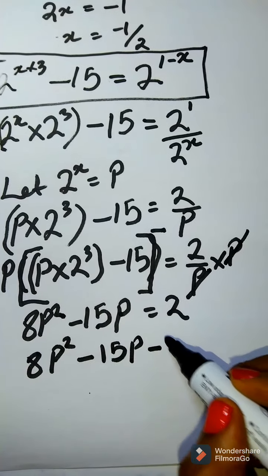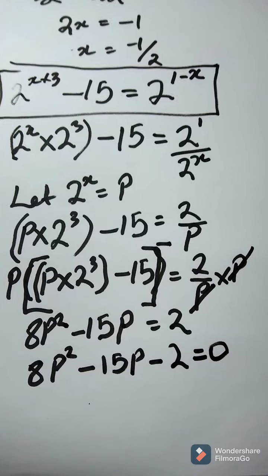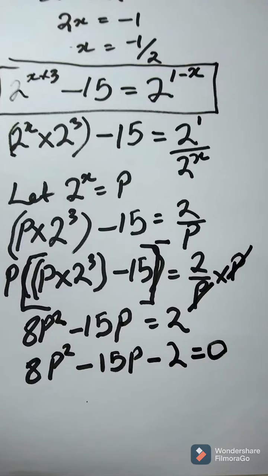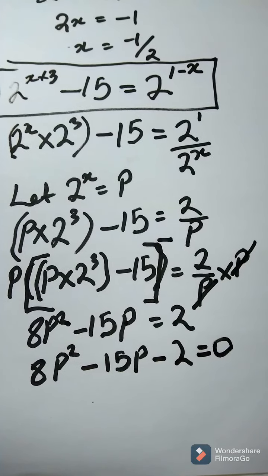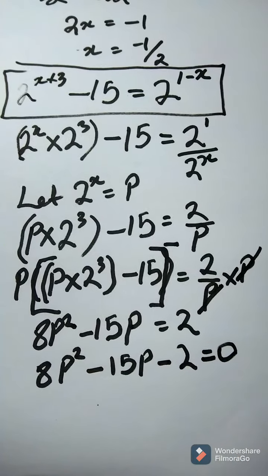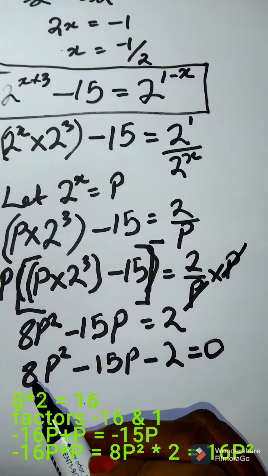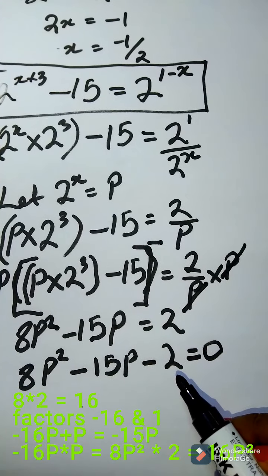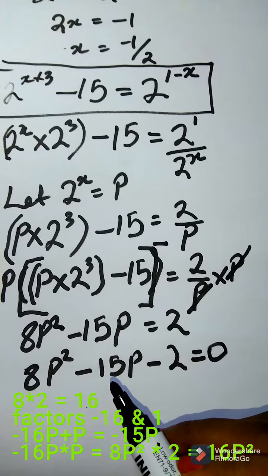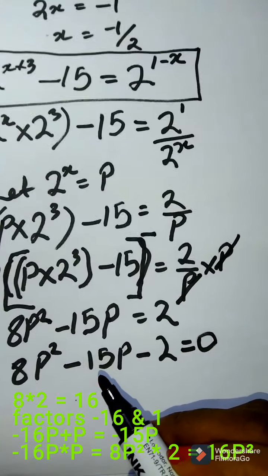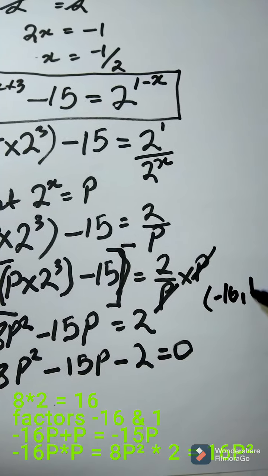If we move 2 to this side, it becomes minus 2. So we have a quadratic equation. So from this equation, we'll find the value of p. So looking at this equation, you realize that it's a quadratic equation. If you want to know how to solve quadratic equations, search for my videos where I solved quadratic equations, okay? So 8 times 2 gives us 16, right? That means we're looking for factors of 16 that we can add up to get 15, okay? So I think 16 and 1 will give us 15. So we can say our two factors will be minus 16 and 1, okay?